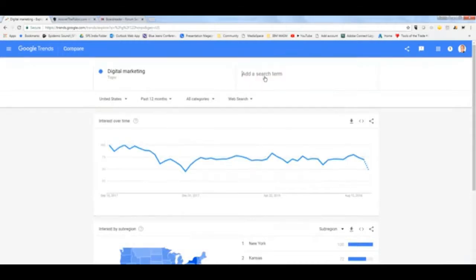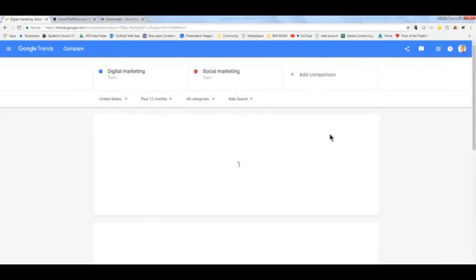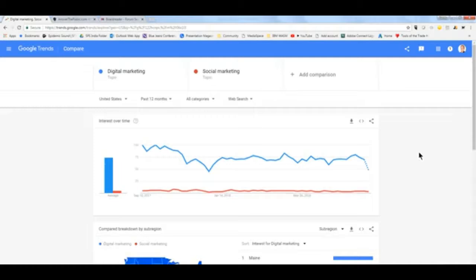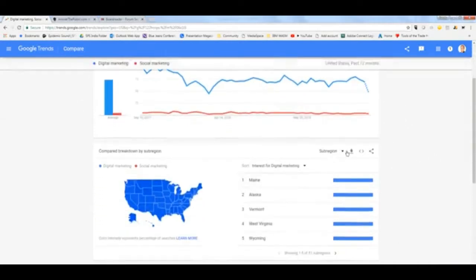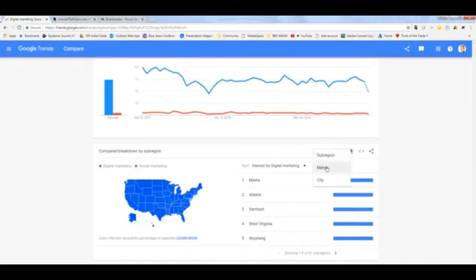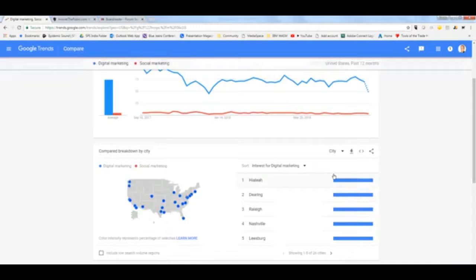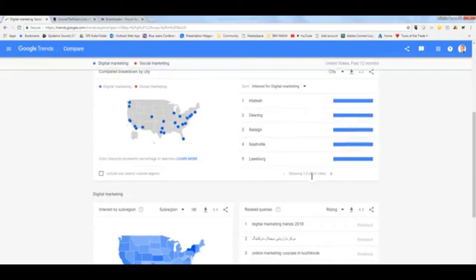Where this becomes very powerful is I can now compare it. So let's look at social marketing. And I can do that as a topic. And now it will compare those two. And as you see, digital marketing is much bigger than social marketing in terms of volume. I can now add a third and a fourth, and I can look at it by sub-region, or at metro or city level to really get an idea of where the activities are happening throughout the world.